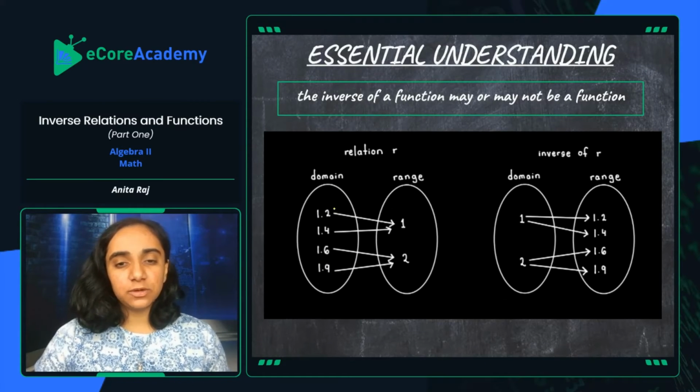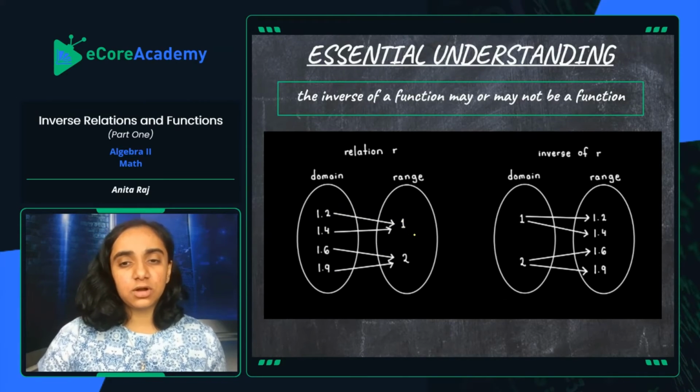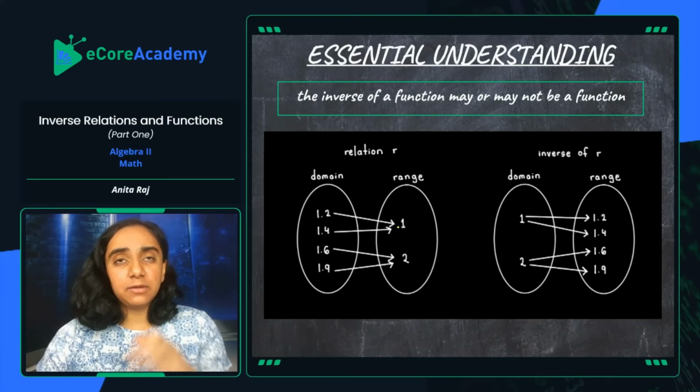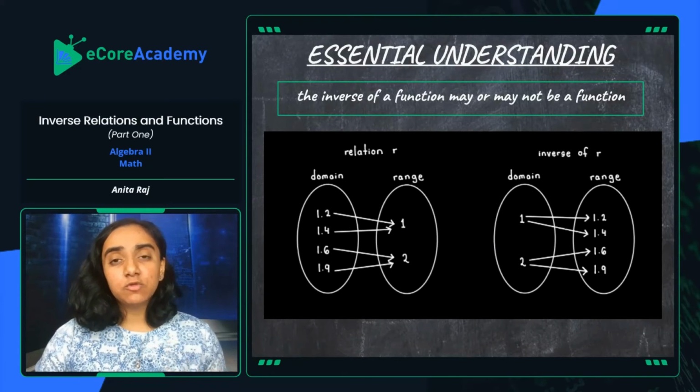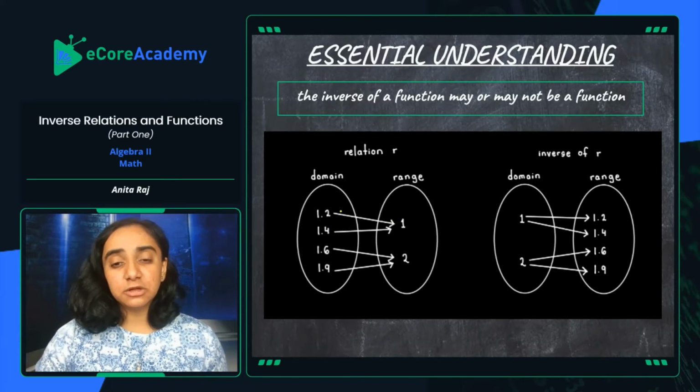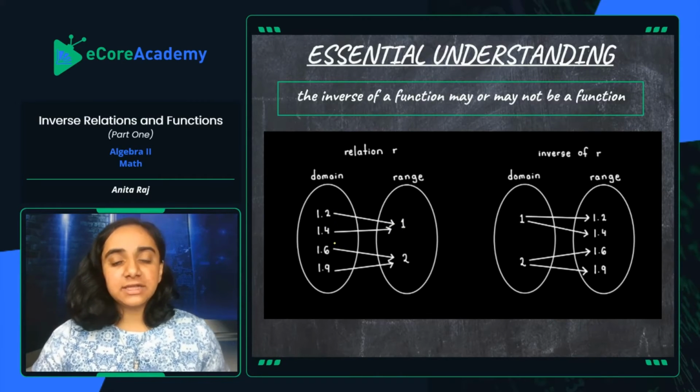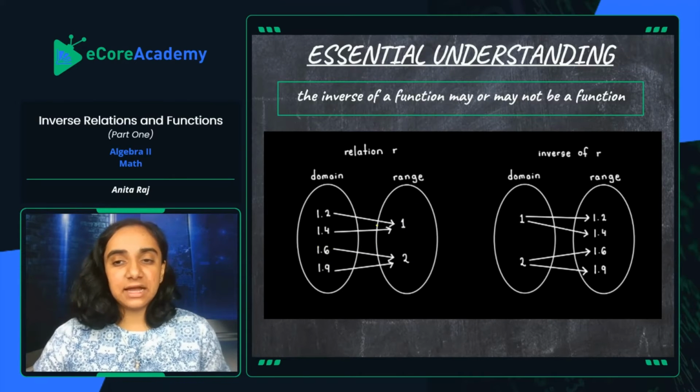In this case, 1.2 and 1.4 correspond to 1. So we would have the points (1.2, 1) and (1.4, 1). But that's allowed because that would actually make a horizontal line, which passes the vertical line test. So multiple inputs can correspond to the same output. So multiple x coordinates can correspond to the same y coordinate. Same thing with 1.6 and 1.9 corresponding to 2. So this passes as a function.